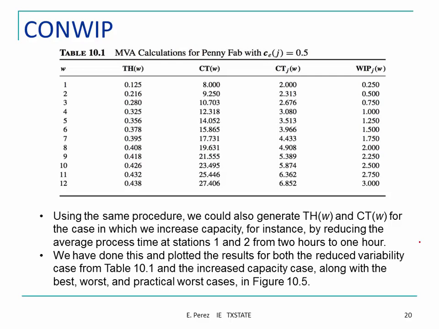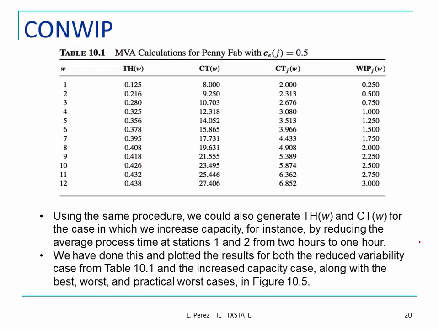Okay? So using the same procedure, we can also generate the throughput and the cycle time for the case in which we increase the capacity. For instance, by reducing the average process time at stations 1 and 2 from 2 hours to 1 hour. So once you generate this spreadsheet, which is what I recommend to do with this type of problems, you can start playing with those numbers, and that should allow you to see the performance of the manufacturing line when you introduce these new inputs.